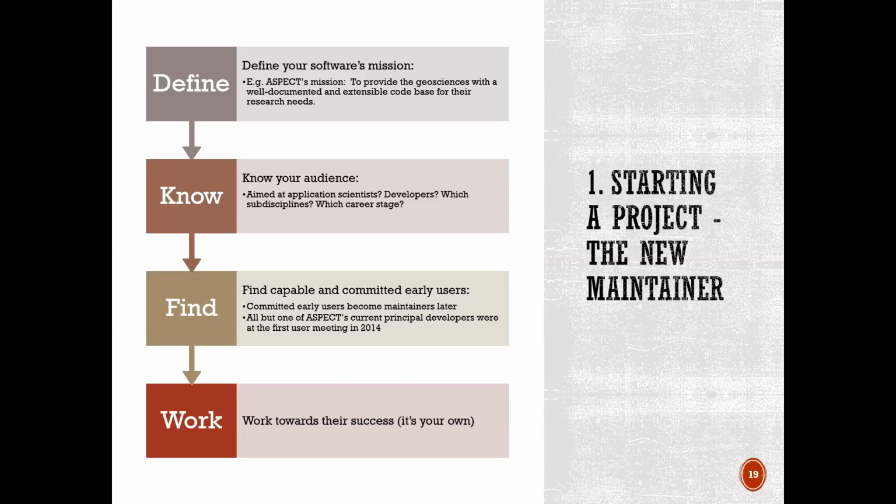Then the next step would be to think about who is the audience of this code, who would be most likely to use it, and who you would like to advertise it to. For example, is it more for application scientists? Is it more for people who work on the methods? Which subdisciplines might be most interested in this project, and which career stage? And with this knowledge, you can go out and try to find capable and committed early users.